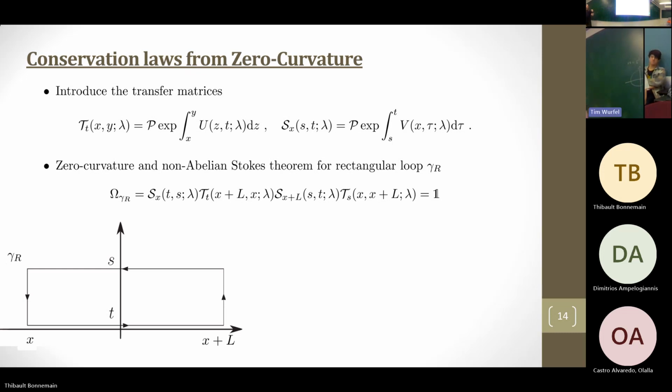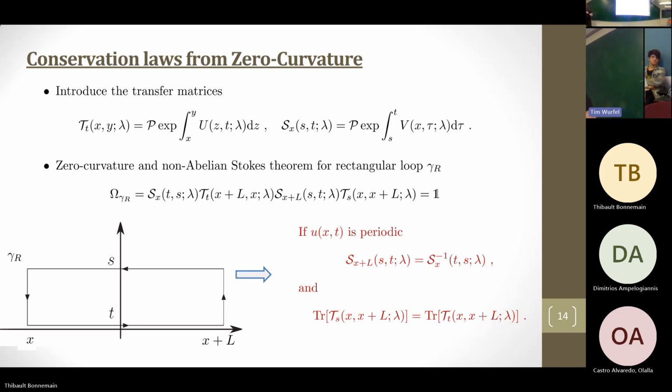And if the potential u, the solution to KdV, is periodic, I can write this relation for the time transfer matrix just by exchanging the bounds of the integral. And if this is true, then this identity implies that the space transfer matrix at time t is related to the space transfer matrix at time s only by a rotation.